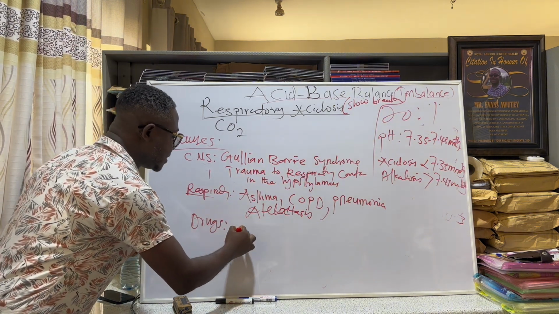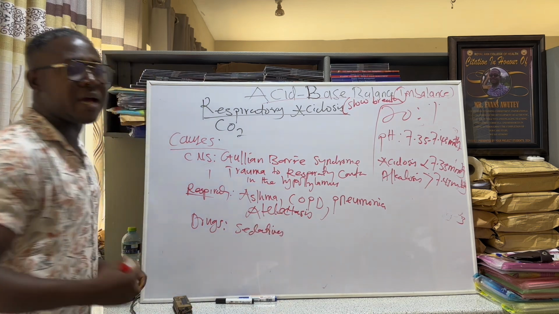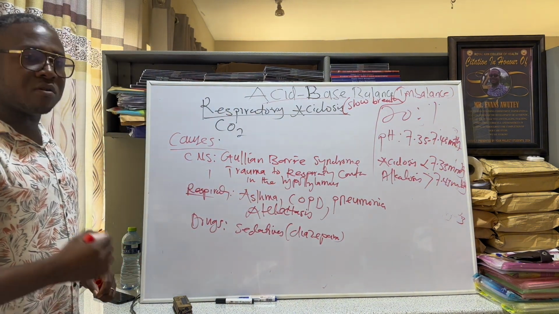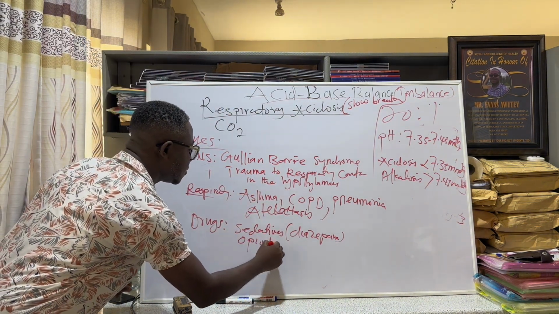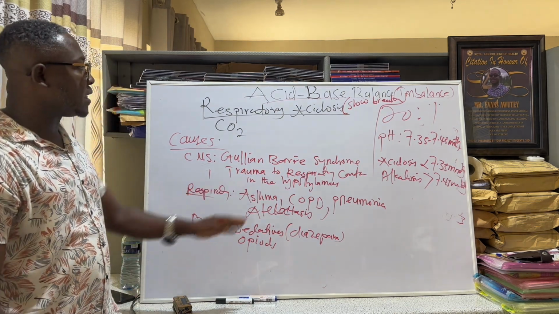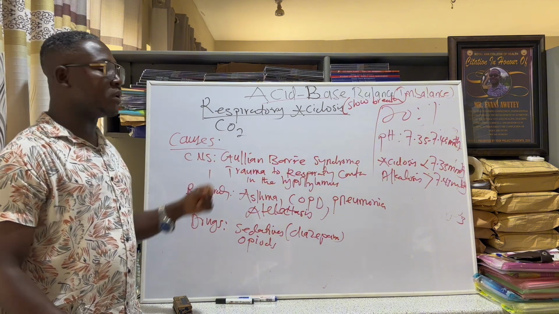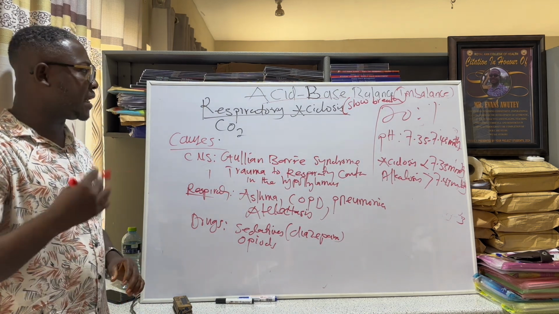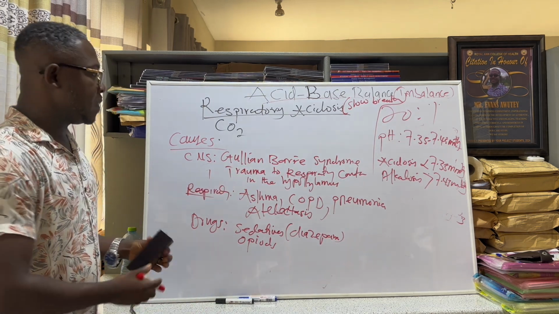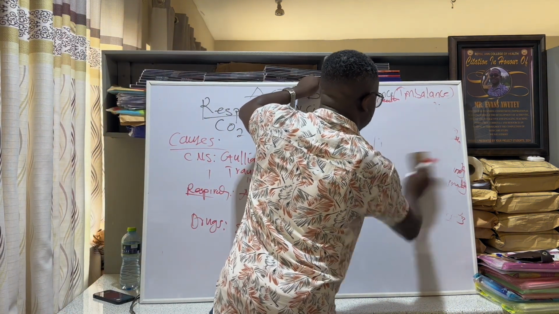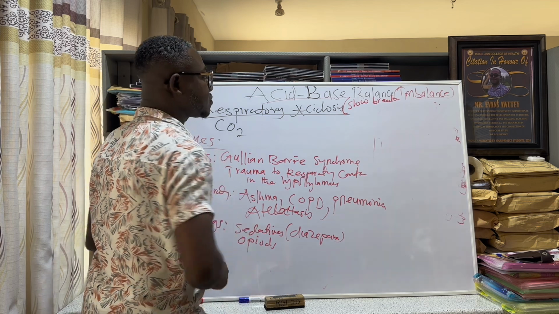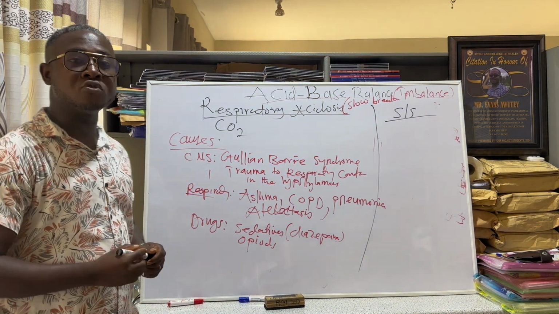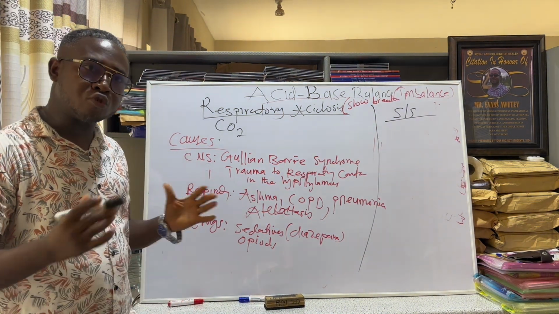So we have sedatives like diazepam, and then we have painkillers like the opioids, which depress the respiratory center, and that will cause the individual to breathe slow, which will lead to what? Retention of carbon dioxide. So, understanding this, if you want to look at the clinical manifestation that this individual will exhibit, let's look at the clinical manifestation. Someone who is breathing slow, retaining carbon dioxide, what will be the clinical manifestation?